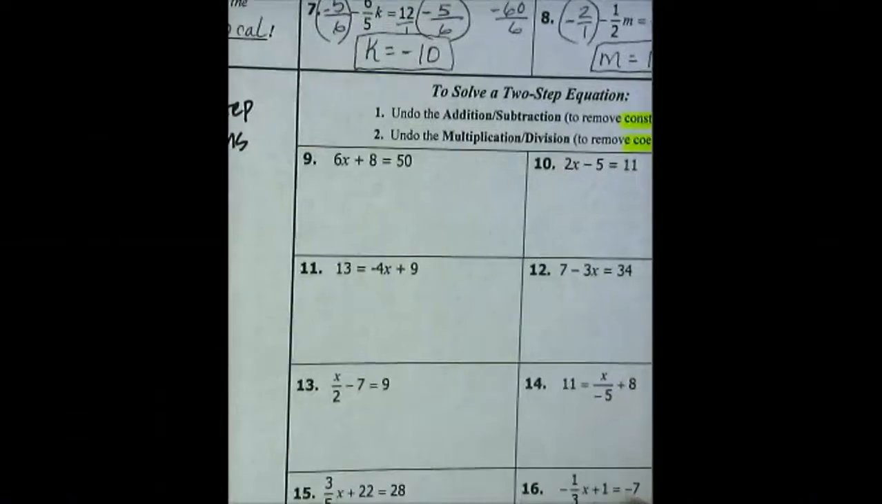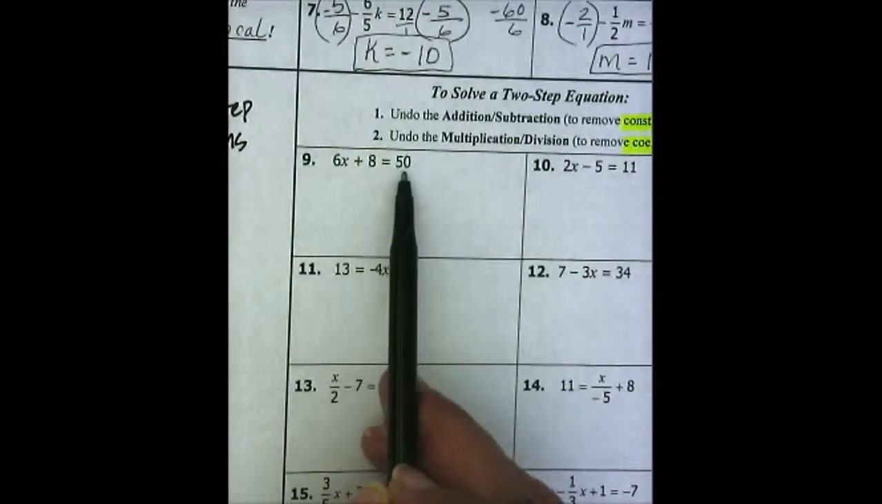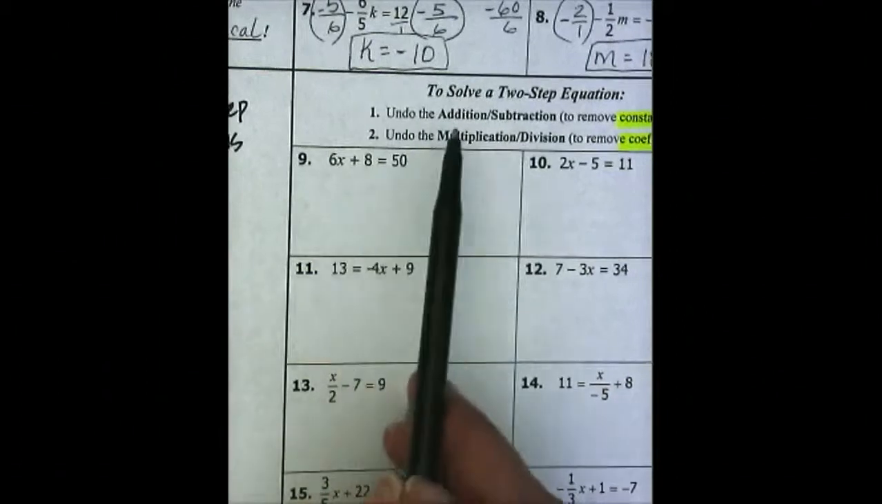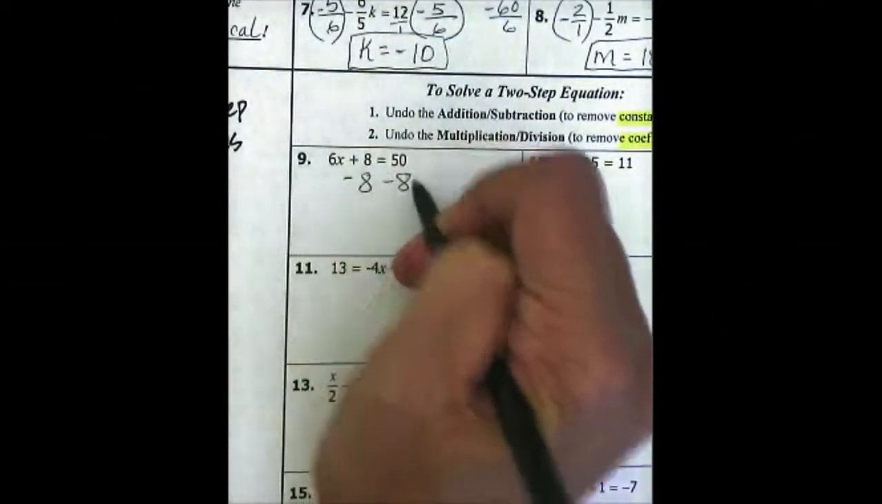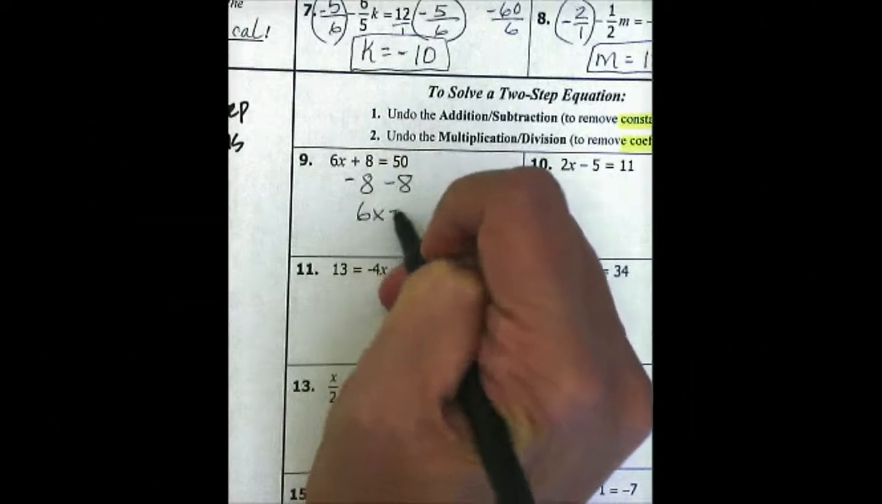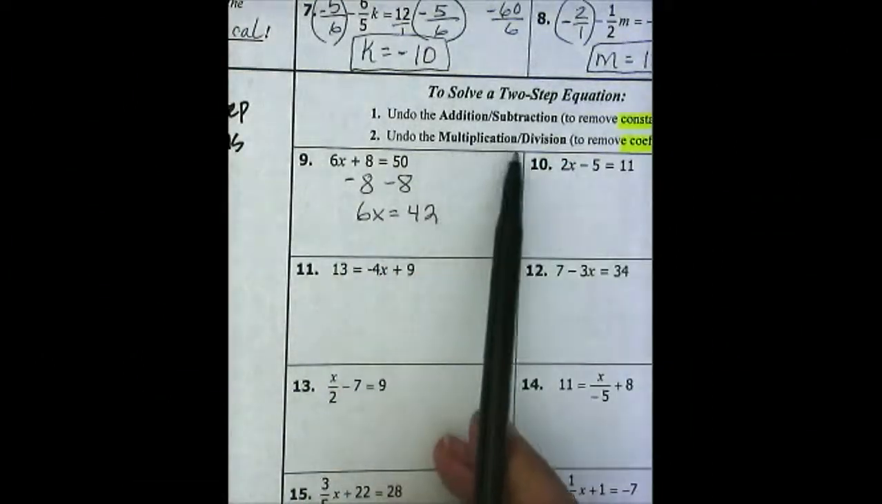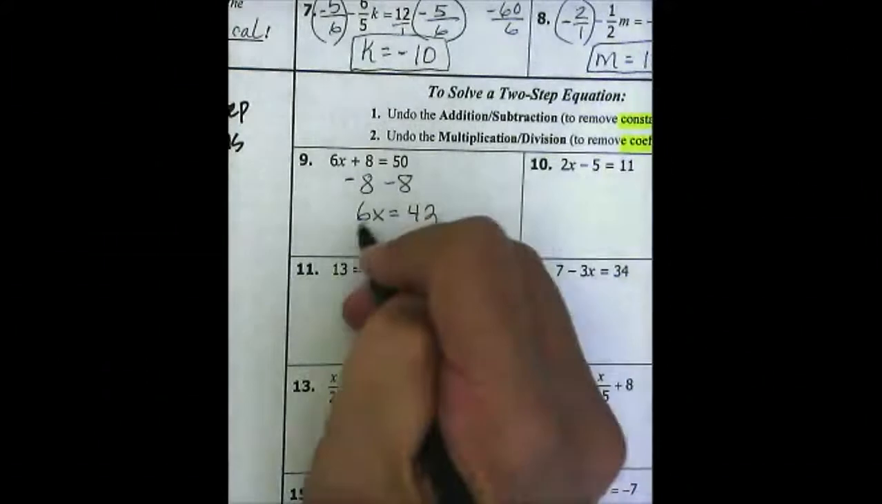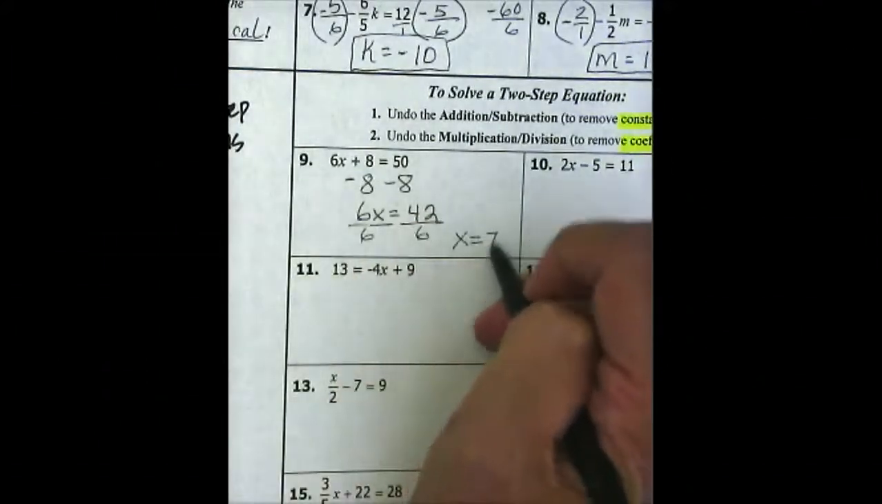Okay, let's take a look at number 9. Number 9 says 6x plus 8 equals 50. So we're going to follow our rules and we're going to undo our addition or subtraction first. That means we're going to subtract 8 from both sides. That leaves us with 6x equals 42. And then second, we're going to undo the multiplication or division. Because we are multiplying, we're going to divide both sides by 6, and we get x equals 7.